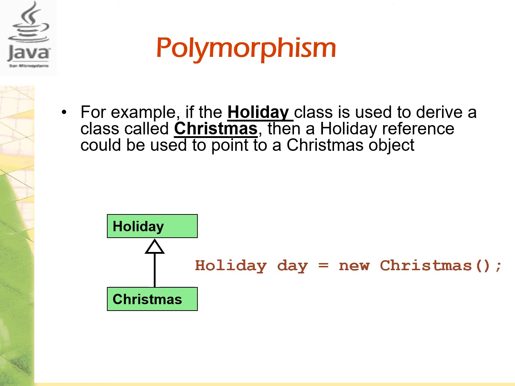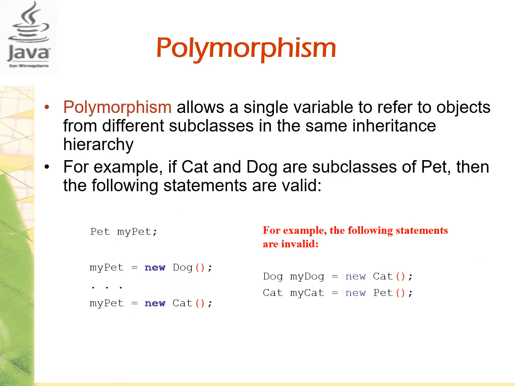For example, we have two classes. Holiday is the superclass, Christmas is the subclass. When you create an object, for example the variable name is day, day is equal to new Christmas, but the type here is from the superclass. Polymorphism also allows a single variable to refer to objects from different subclasses. That is called polymorphic reference. But this is only related when there is an inheritance relationship among those classes.